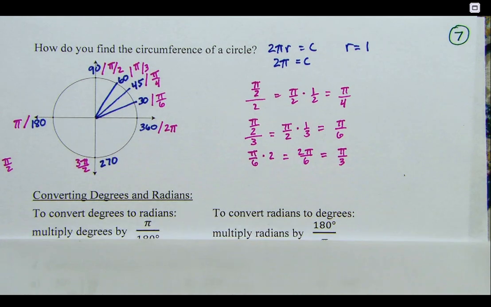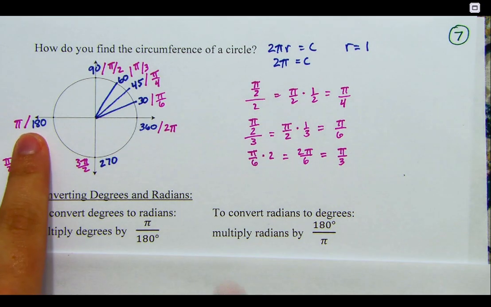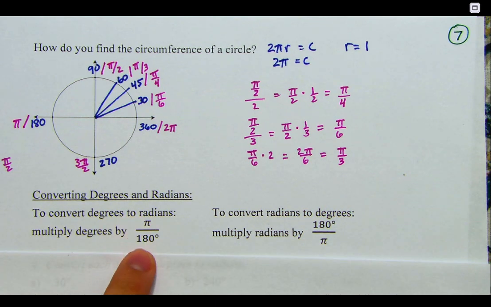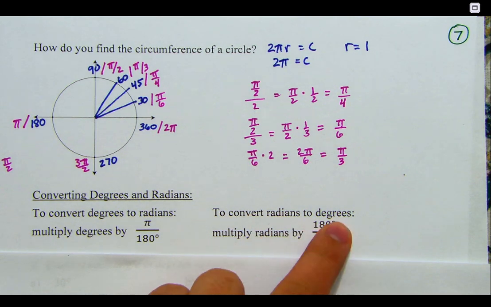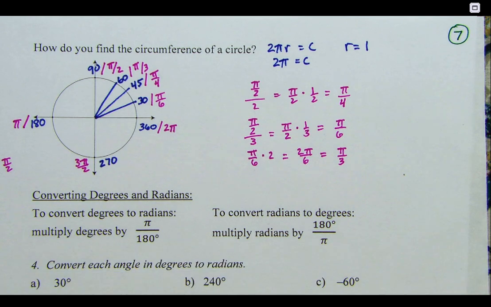Okay. So we are going to use that idea to come up with a nice simple ratio that we can use every time. When we are converting between degrees and radians, we're going to use this one because it's a simplified version of this: pi over 180. Anytime we're going from degrees to radians, we're going to multiply by pi over 180. And when we do the opposite, going from radians to degrees, we are going to multiply by 180 over pi.